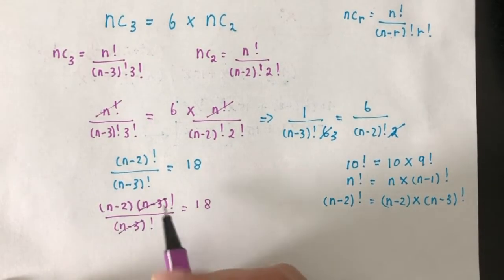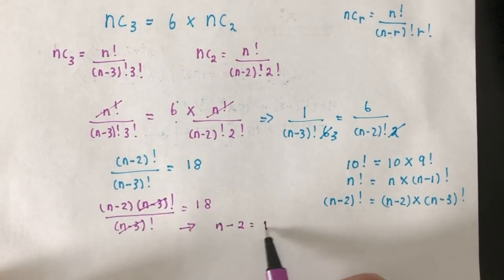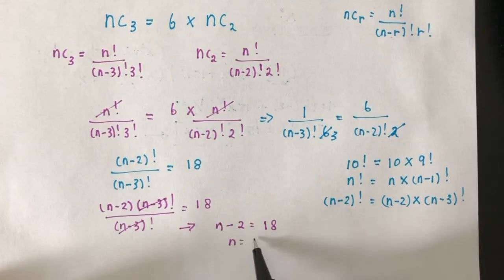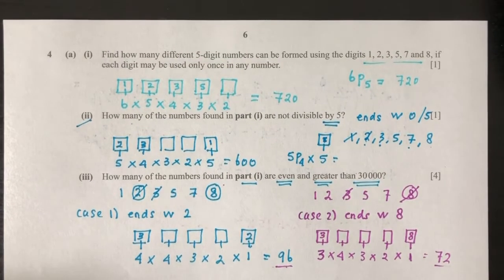So these two cancel out. That will give you n minus 2 equal to 18. n will be 20. So that will be your value for n, 20. And this is question number 4.